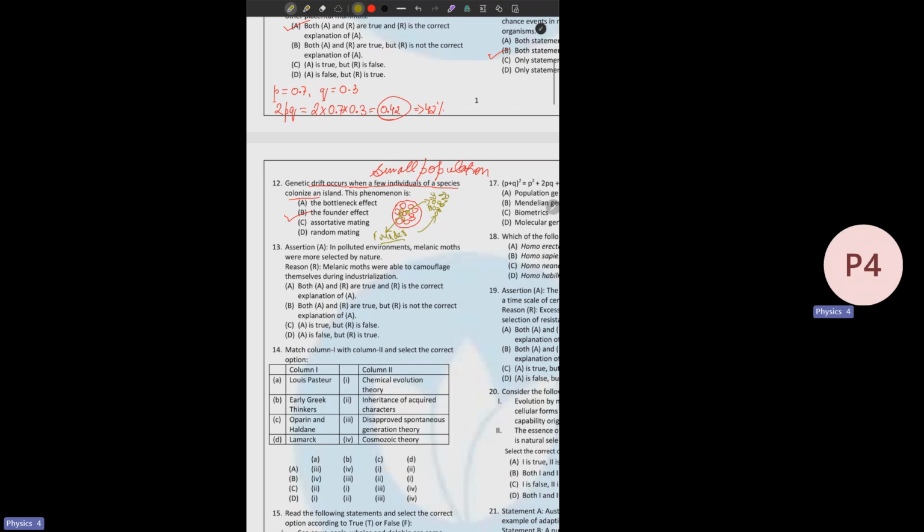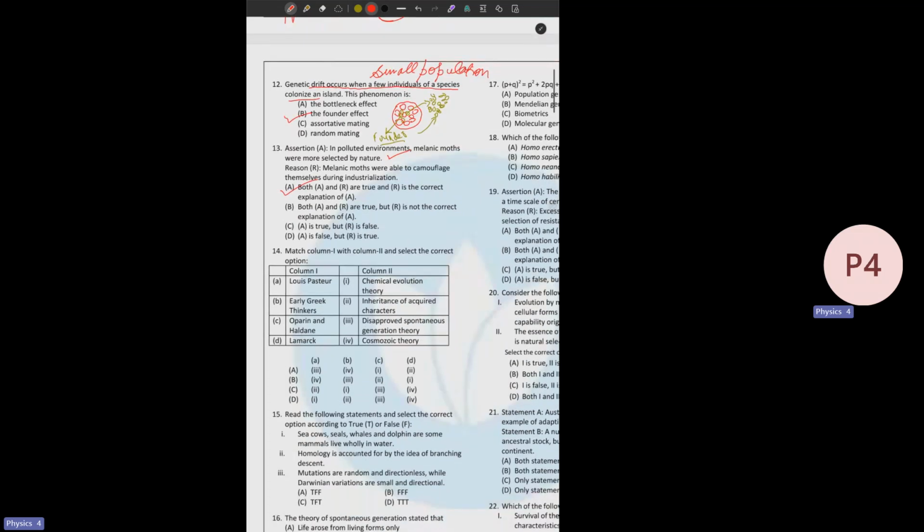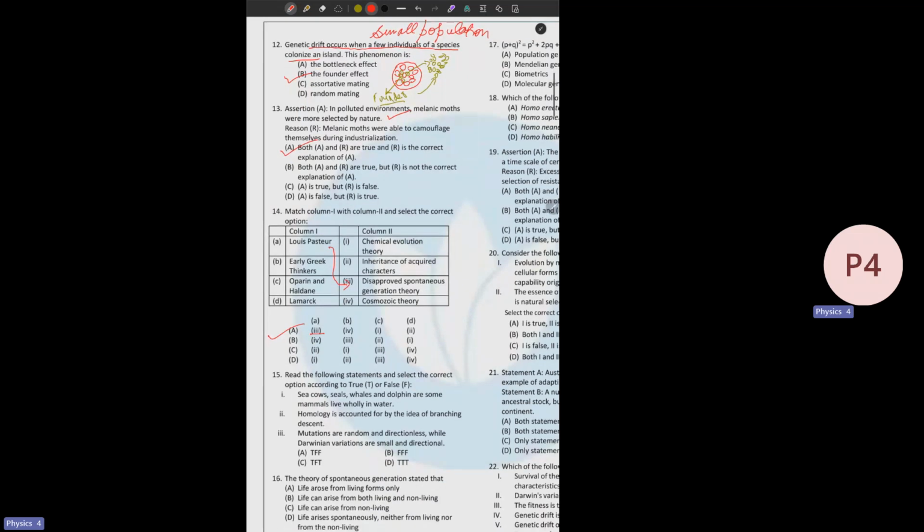Next, assertion: in polluted environments, melanic moths were more selected by nature. Yes, melanic moths were able to camouflage themselves during industrialization. It is also true, and the explanation is also correct. Match the following. Louis Pasteur goes with disproved spontaneous generation, that is A. So it will be A.